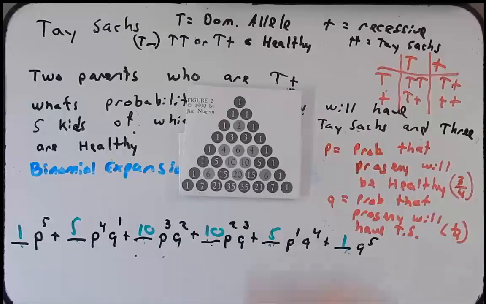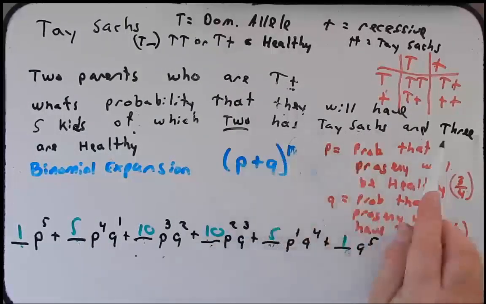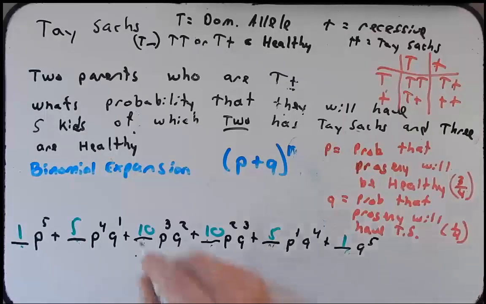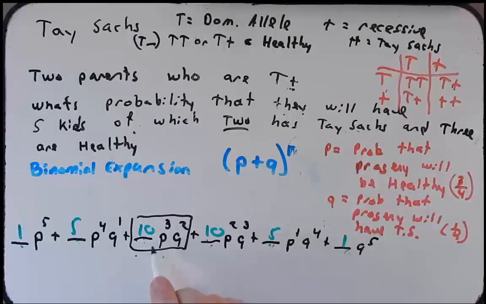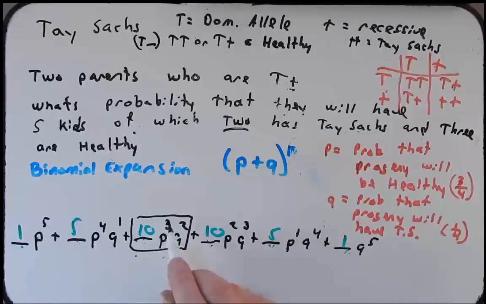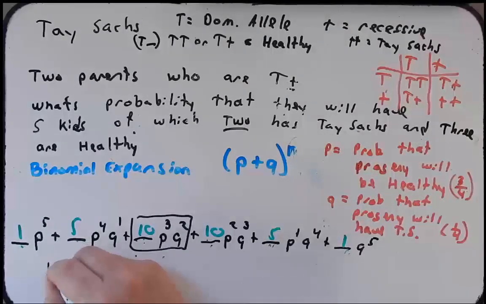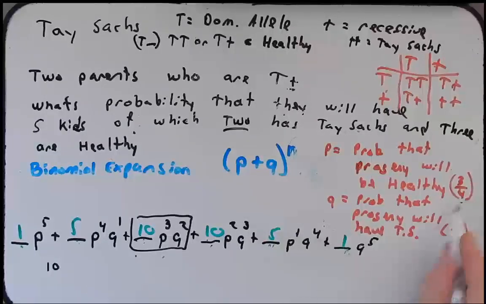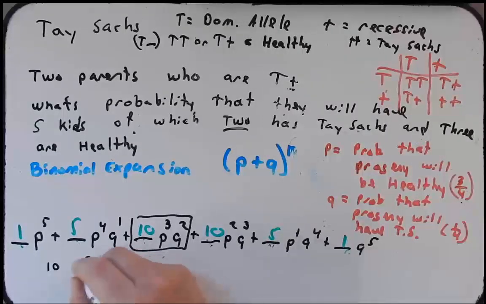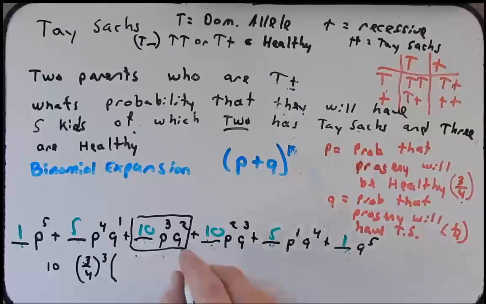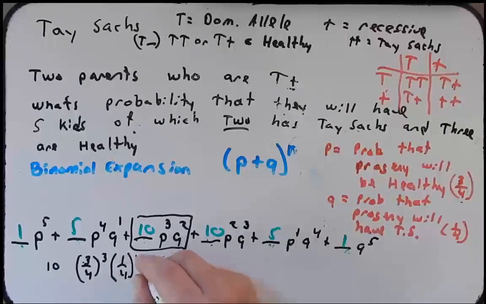Because remember, our original problem was what's the probability of having 2 kids with Tay-Sachs and 3 healthy? And so that's this one right here. We want to solve this equation, 10 times p to the third times q to the second. I think we all have enough room down here to do so. So to do that, we go 10. The value of p is 3/4. So that's going to be 3/4 to the third power. And then q squared is 1/4 squared.